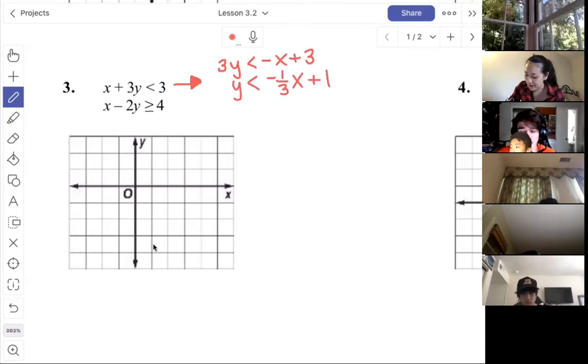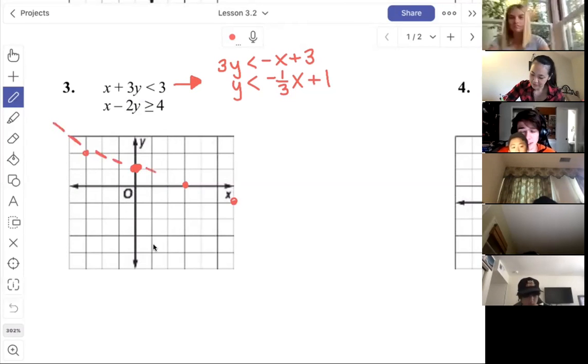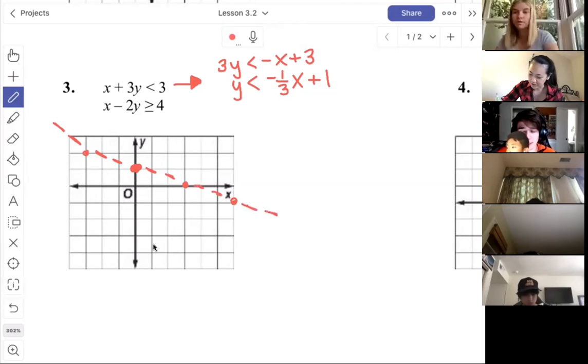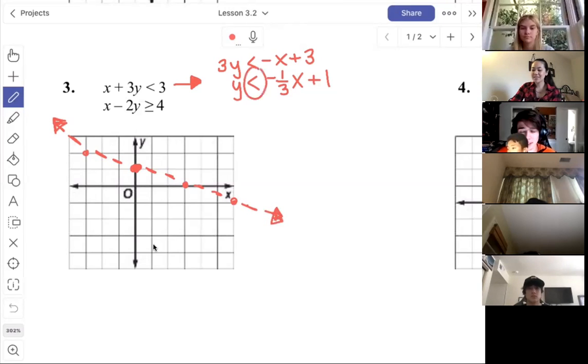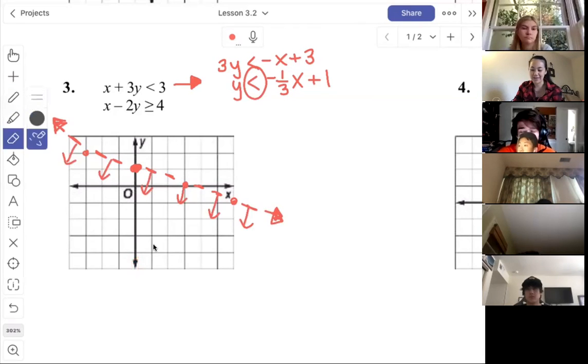Okay, so let's graph that. We have a y-intercept of 1, slope of negative 1/3, and this is dashed. I really hope you guys remember to dash your graphs. And now because it's less than, it would shade down towards the bottom of the y-axis. I'm not going to shade it just yet. I'm just going to draw arrows so I know what region to shade, because I want to leave the shading for my final answer. Nice, thank you, Timothy.